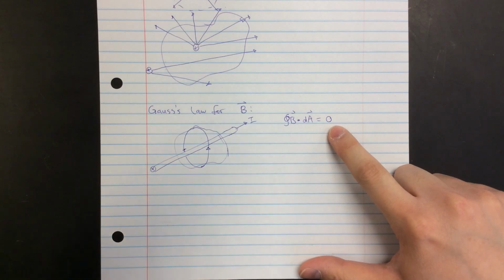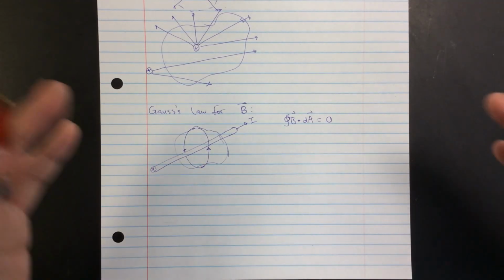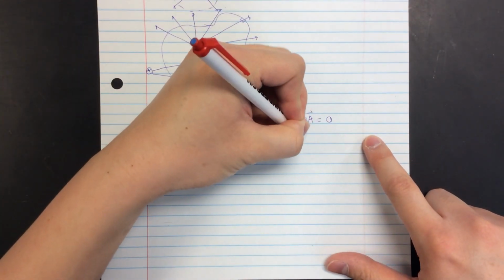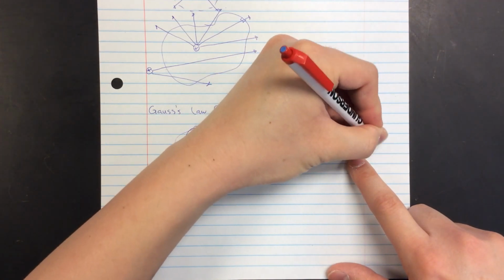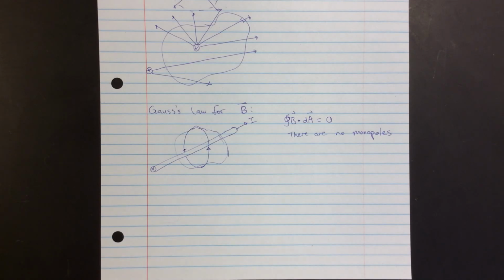There's a couple implications of this. It says you have no net magnetic flux out or in, but it also means there are no monopoles. That is the implication of Gauss's law for magnetism. There's no way you can have only magnetic field coming out. It always comes back in.